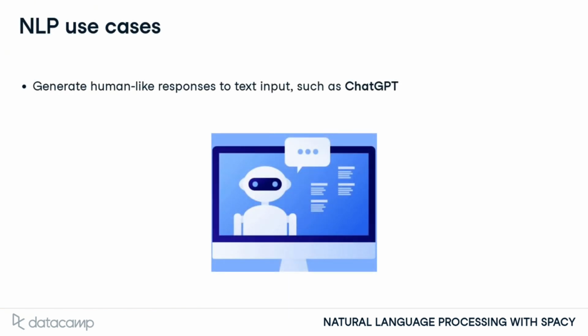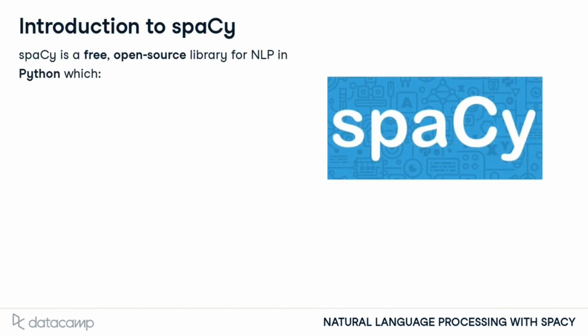Another NLP use case is text generation in chatbots. ChatGPT is an example, which is based on a transformer-based language model trained on a vast amount of unstructured text data. Now that we have learned about NLP, let's learn more about spaCy and how we can utilize it in our NLP projects.